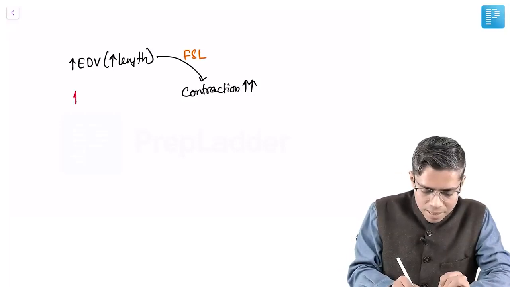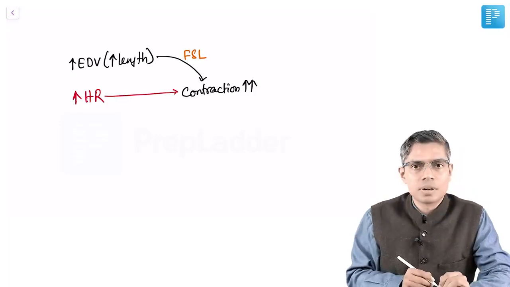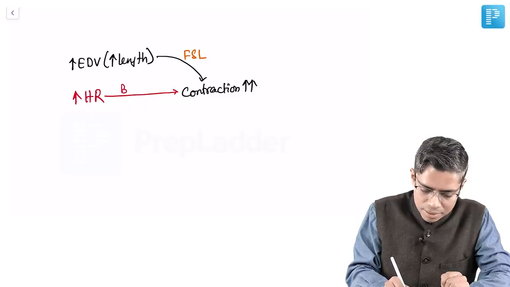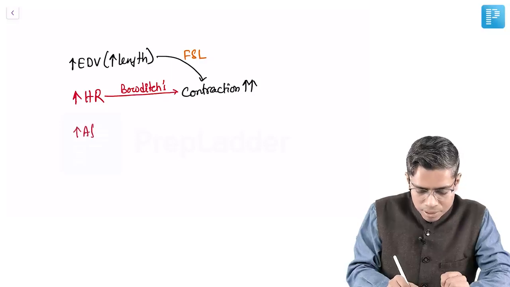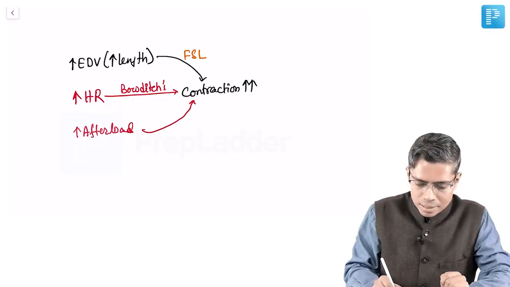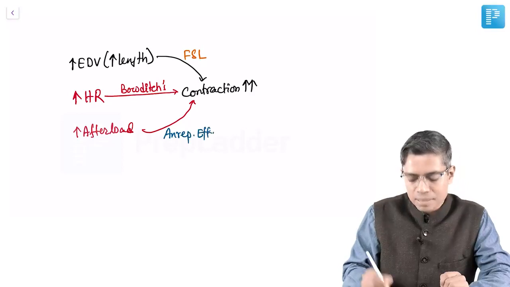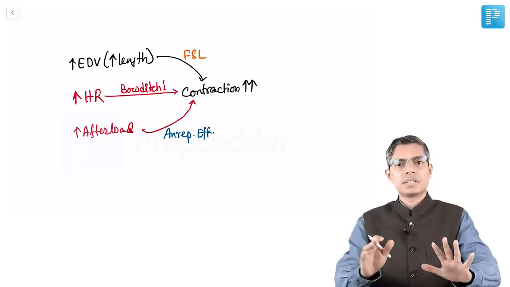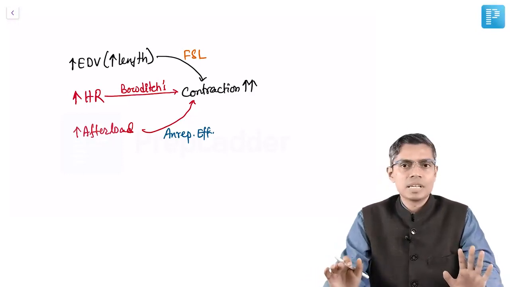Then second thing, increased heart rate is raising the force of contraction. Which effect? This is nothing but the Bowditch effect. And increased afterload is also raising the force of contraction, and this is nothing but the Anrep effect. Getting my point? So these three things you should not forget at any point, right? Very, very important for your MCQ.